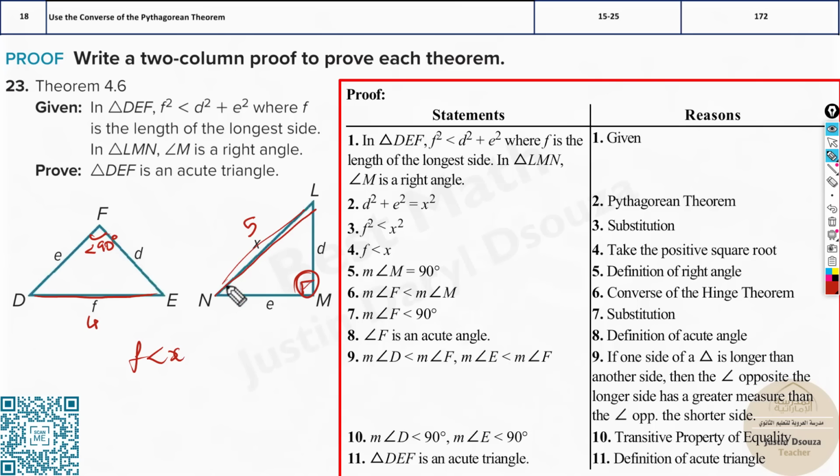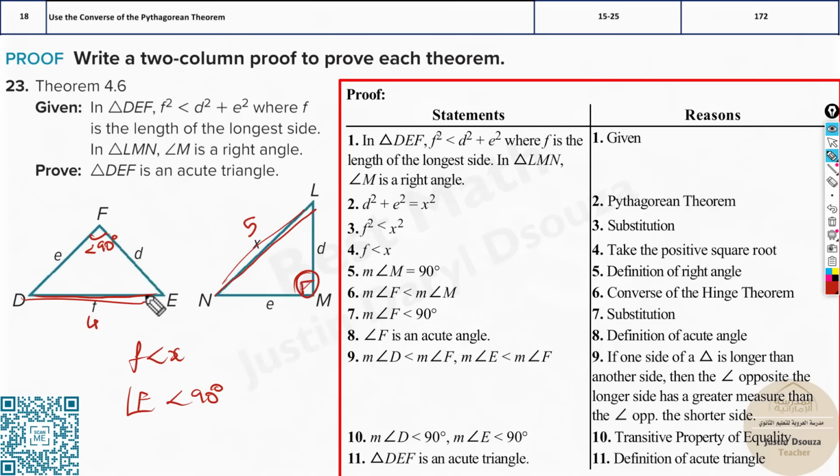Because as the angle increases, the length increases. As this reduces, the length also reduces. So we know this is small, so it must be less than 90. So we can deduce that angle F is less than 90 degrees because angle and length are proportional.